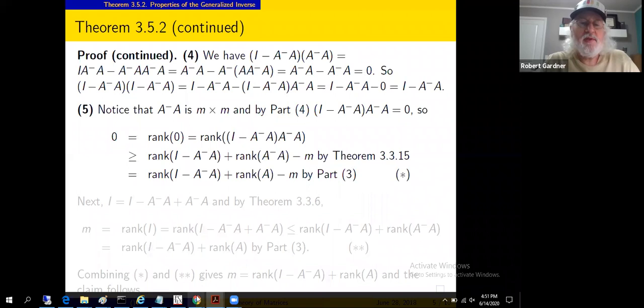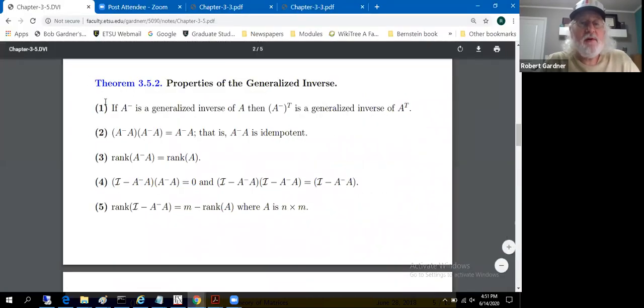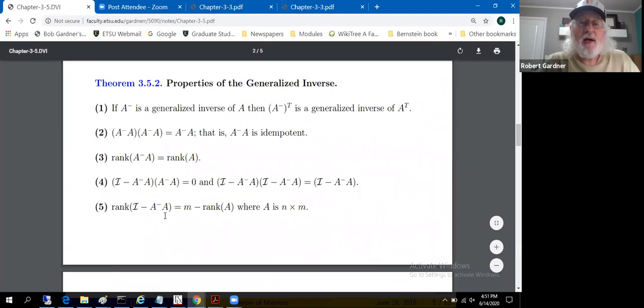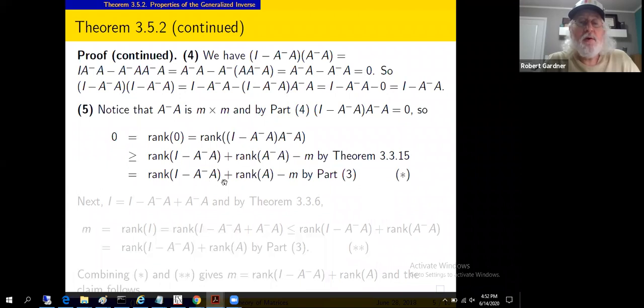I think this is half of the claim. Back to the 3.5 notes, trying to show the rank of the I minus thing equals M minus the rank of A. Okay, how are we doing on that? There we go. There's an inequality. We could say the rank of this is less than or equal to M minus the rank of A. Take this stuff and move it to the other side of the equation. So yeah, we are halfway there. We've got an inequality pointing in a certain direction.